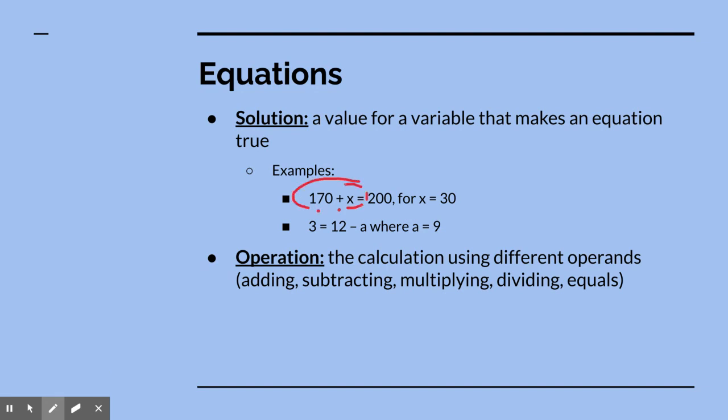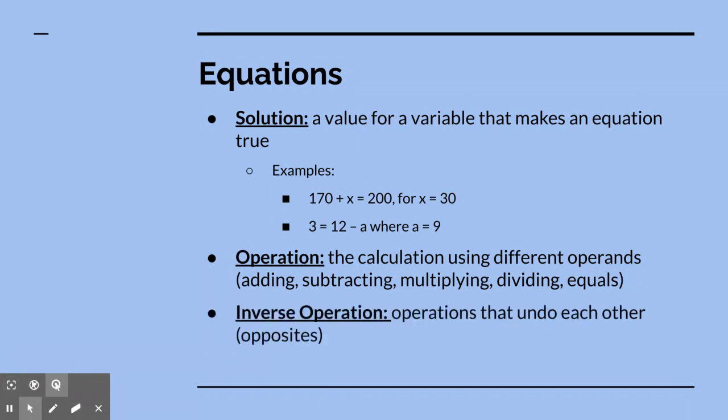The operation is 170 plus X. What's your operation here? It's 12 minus A. So that's your operation. And I use this language a lot in class. If I'm looking at the work that you're doing, or if I just ask you about the work that you're doing, I'll ask, what operation do you use? Or are you sure that was the operation you should have used? That's what I'm asking here: what particular operand did you use? What particular kind of math are you using here?